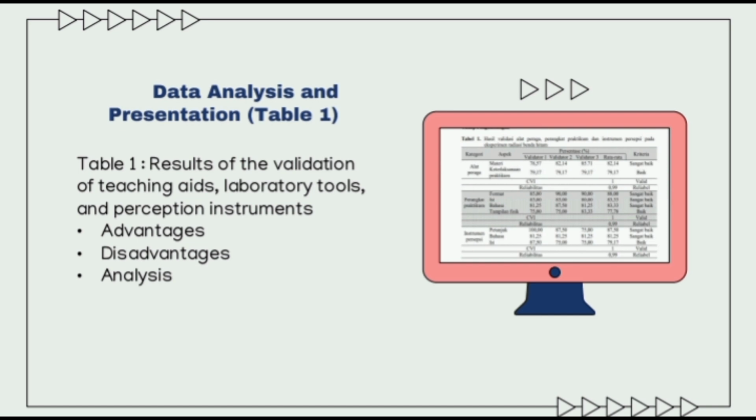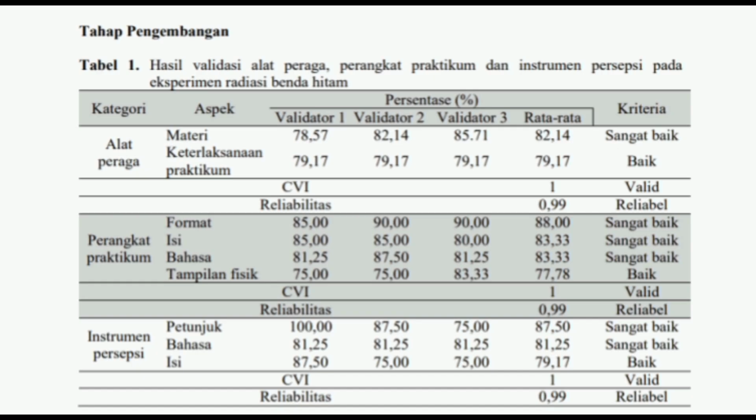Disadvantage. No detailed explanation of the CVI, content validity index value, and no interpretation of the reliability value obtained. Analysis. A CVI value of 1 indicates excellent content validity. High reliability greater than 0.99 shows good internal consistency. High assessment percentage indicates the good quality of the teaching aids.